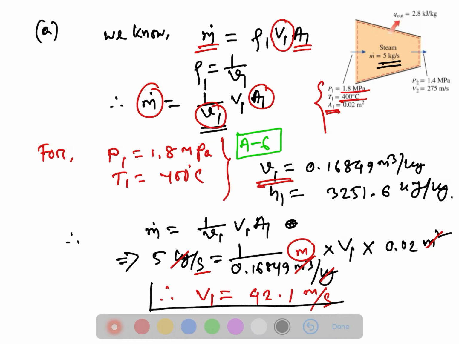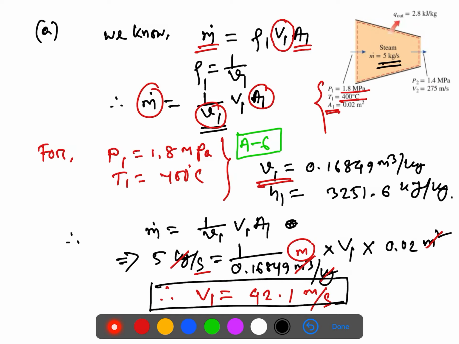So this is the first part of this problem, how we calculate the velocity at the inlet of this nozzle. So we got the velocity V1, which was unknown. Now we need to calculate the exit temperature T2. What will be the exit temperature?